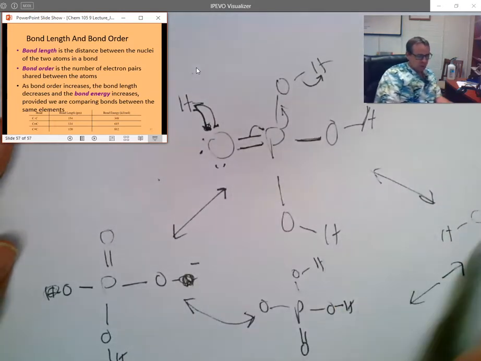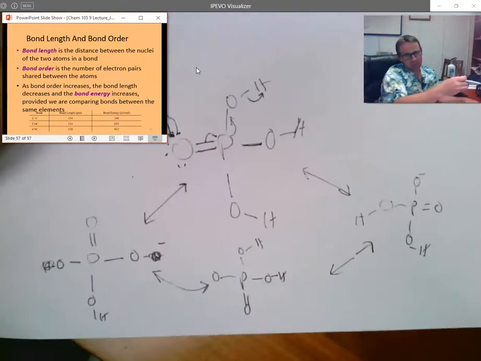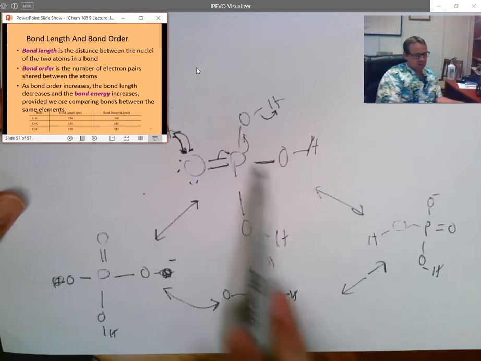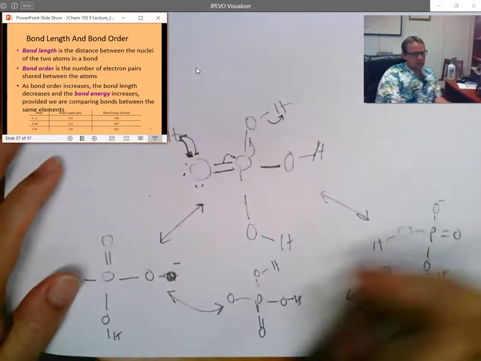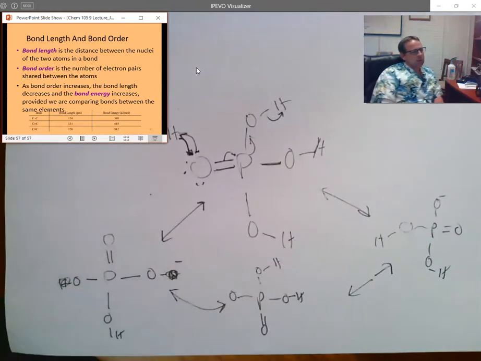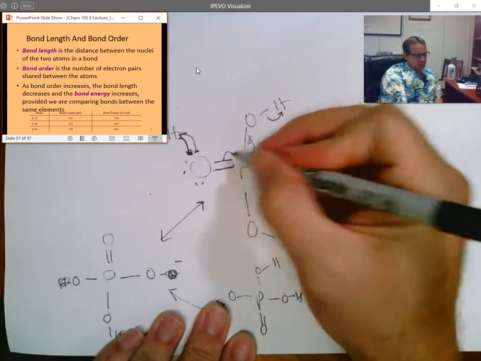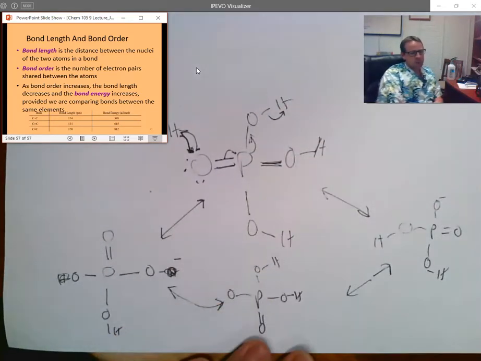So all of these are actually occurring all at the same time. And it's not just this, it's all of these. And we call these all resonance structures. Resonance structures. It's the movement of electron density on a single molecule. Okay? And so what that does is it makes it so that the length of these bonds are an average of all of the lengths, and the strength of those bonds are also an average of all of those strengths.